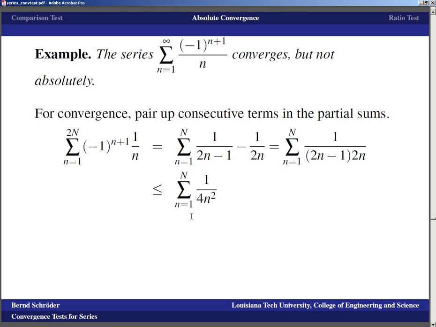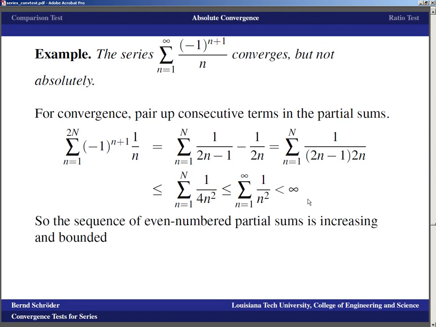And we realize that that is less than or equal to the sum from n equals 1 to N of 1 over 4n squared. I've just dropped the minus 1 in the denominator, which makes the whole fraction larger. And that is less than or equal to the sum from n equals 1 to infinity of 1 over n squared, which converges by the p-series test. And so the sequence of even-numbered partial sums is increasing and bounded, and that means it converges by the monotone sequence theorem, if you will.